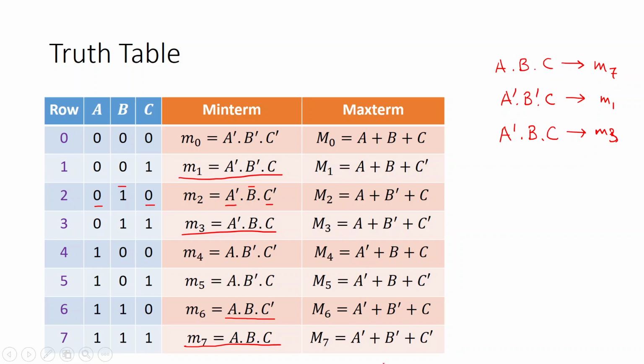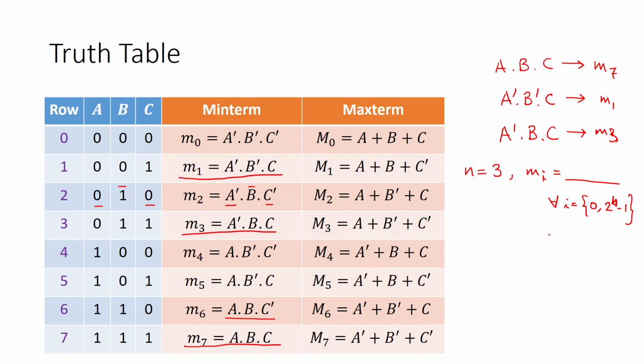So if you are given the number of inputs, if you know what your n is, here n is 3, then you can compute any mi. You will know what that mi is, you can compute that expression for all i from 0 to 2 to the power n minus 1.